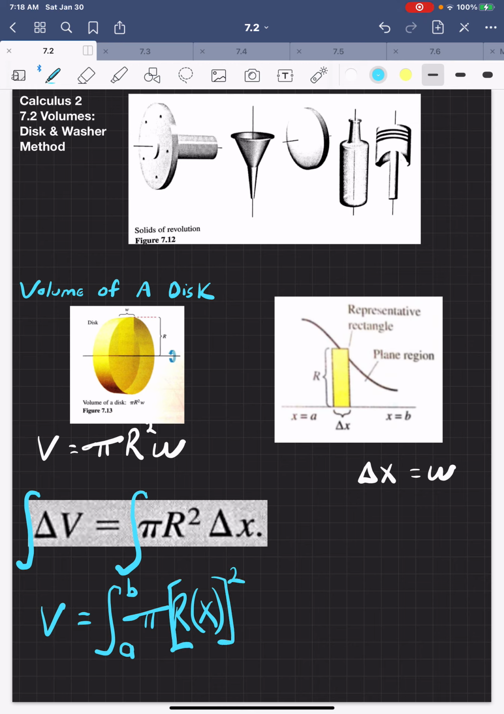That's the radius, because why? How would I know the radius at this point here? It would depend on the x value. And what about the radius at this point? It would depend on the x value. So radius is a function of x. And finally, if you're going to integrate r of x, it needs to be with respect to x.